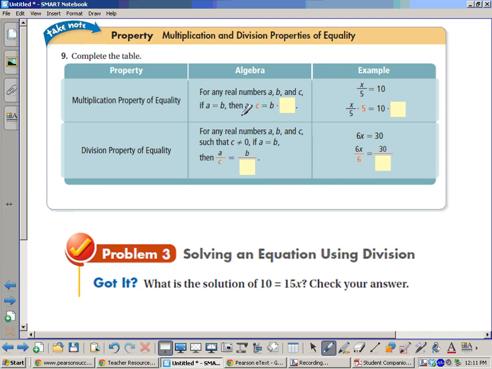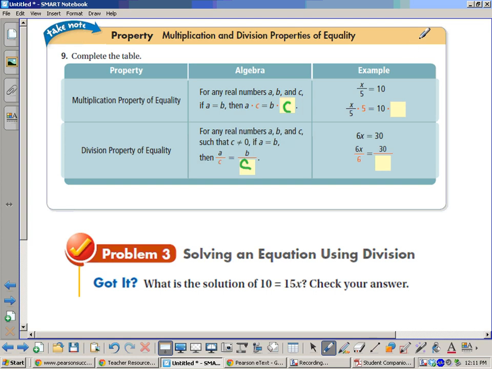There are also two properties for multiplication and division. The multiplication property says if you have two things equal and you multiply one side by a variable or a number, you have to multiply the other side. The division property is the same. We're going to see division written as a fraction often, so this fraction really represents division. When we divide this side by c, we have to divide this side by c.